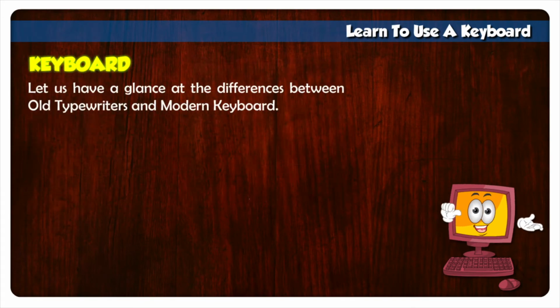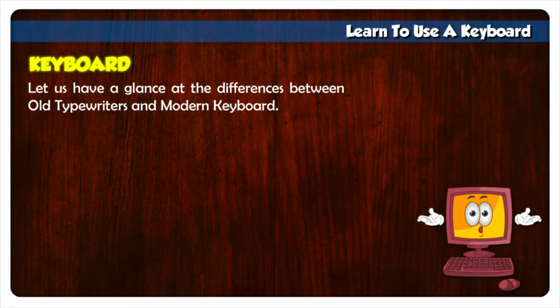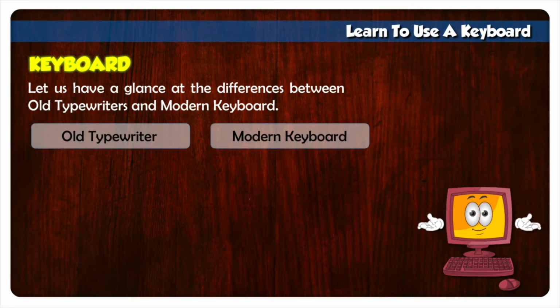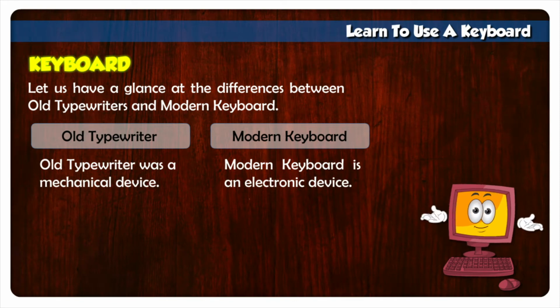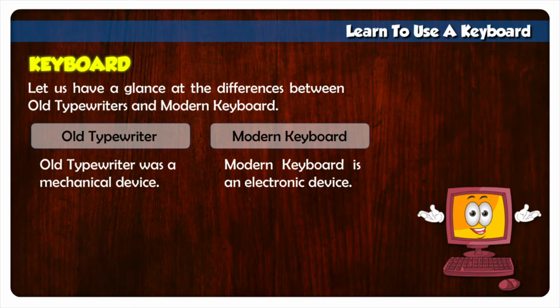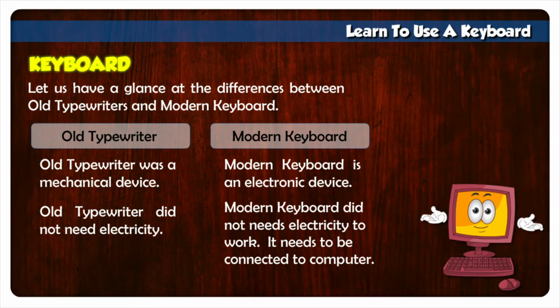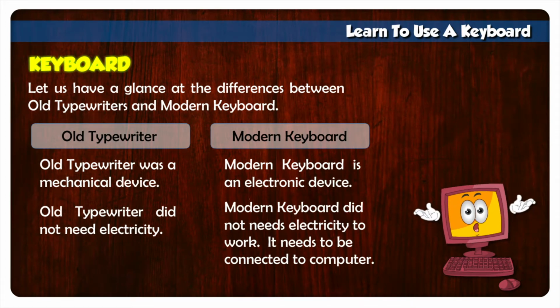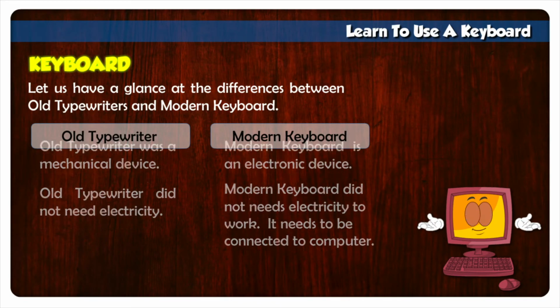Let us have a glance at the difference between old typewriters and modern keyboard. Old typewriter was a mechanical device. Modern keyboard is an electronic device. Old typewriter did not need electricity. Modern keyboard needs electricity to work. It needs to be connected to computer.